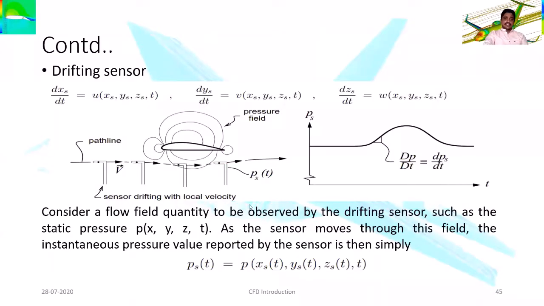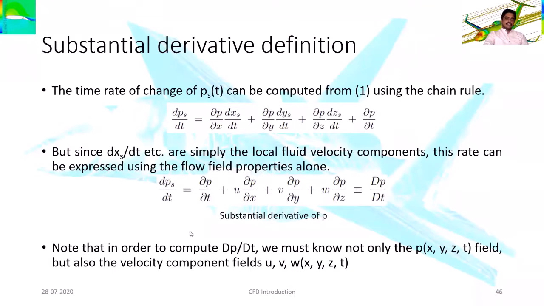Here we are discussing the drifting sensor, where we have taken the spatial derivative with respect to time, that is distance by time, which means we are addressing the velocity in each and every direction. So let me write the pressure variation with respect to time as P of x(t), y(t), z(t), and t, where the total variations with respect to time are dx by dt, dy by dt, and dz by dt. This we have considered as a drifting sensor.